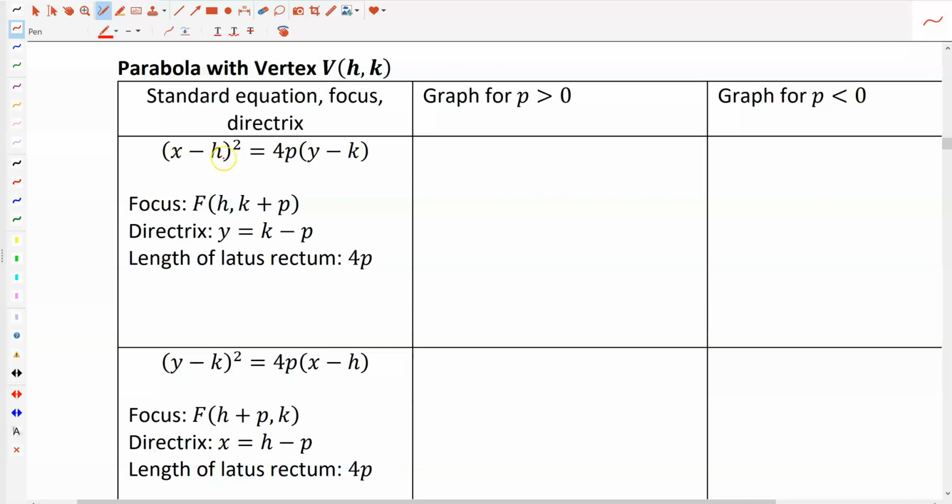If the x term is squared, so right here, x minus h squared is equal to 4p times the quantity y minus k. So if the x term is the one that's squared, in these cases the parabola will open up or down.